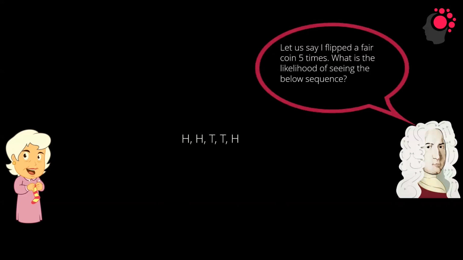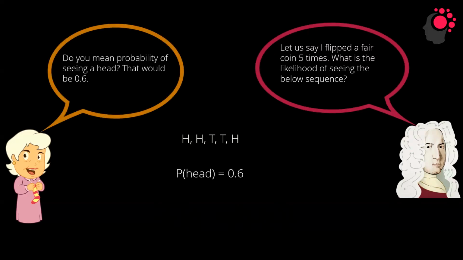sequence. As most of you must be thinking, it should be 3 by 5, 0.6, right? So that's exactly what Agatha asked. But she also clarified, do you mean the probability of seeing a head? And she said that would be 0.6. Problem solved. Easy peasy, right?